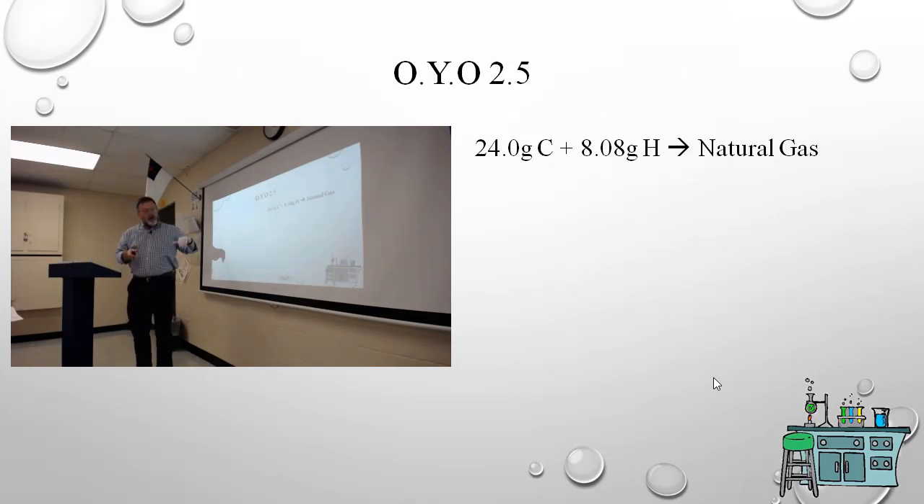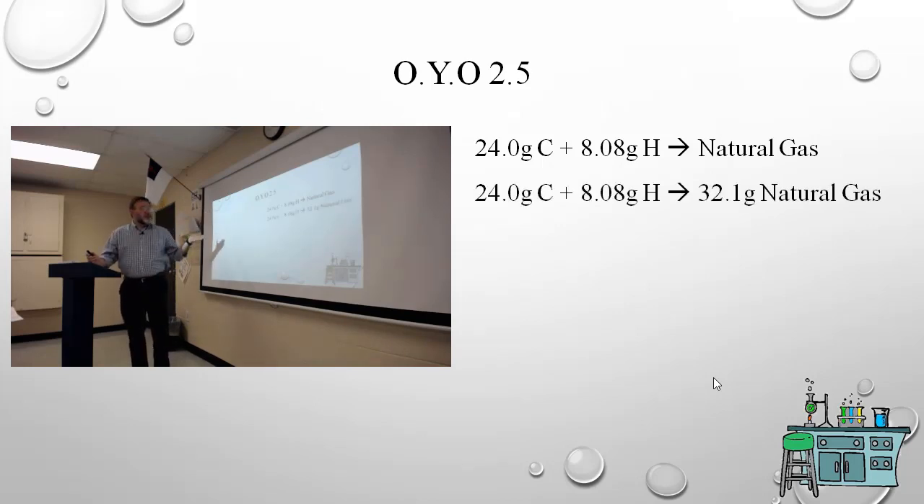So this law of definite proportion said that in this example, this is what we did yesterday. We had 24 grams of carbon and 8.08 grams of hydrogen, and that forms natural gas. Right now, you don't need to worry about the chemical formula. But we said, okay, if that much mass of carbon and that much mass of hydrogen come together, what must be the mass of the natural gas we make? And by the law of mass conservation, we go through and say it's 32.1 grams of natural gas.